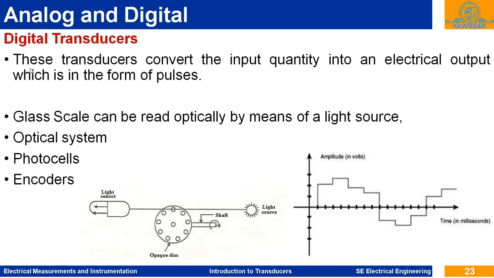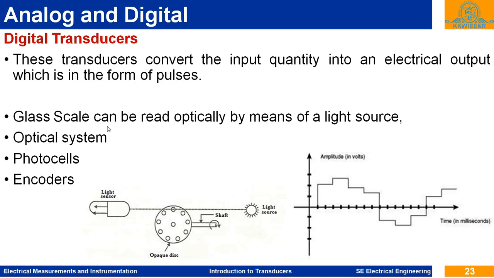Digital transducer. These transducers convert the input quantity into an electrical output which is in the form of pulses. So it is a pulse, and there is a step increment. At this instant it changes its output from 0 to its maximum value without any delay, or it decreases its output from high to low. So the output is in terms of pulses. That is called a digital transducer.